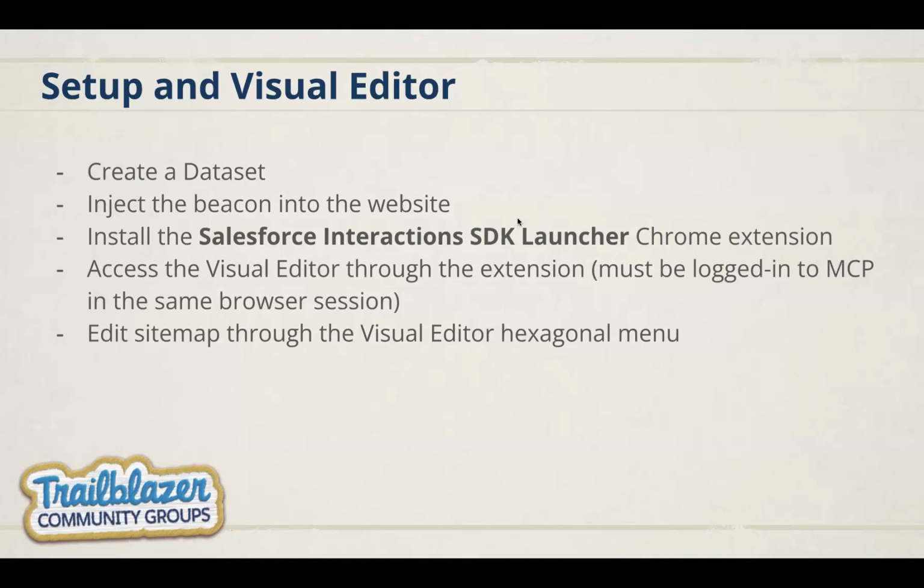Okay, so I also wanted to have a few bullet points here on setup and the visual editor. What is actually required before we dive into the sitemap? We, of course, need a data set on the platform first that we want to interact with, because all of the business objects and all of the interactions sent through the sitemap are going to be interacting with that specific data set that you select in the beacon. And the beacon also has to be on the website, because the sitemap is kind of like an extension of that JavaScript SDK.